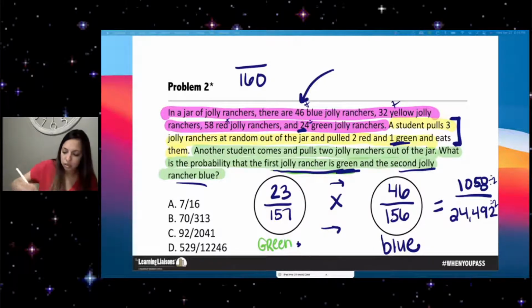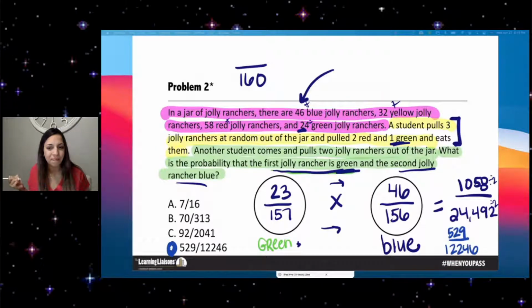So the denominator divided by 2 is 12,246. And the numerator divided by 2 is 529. So our answer is D. Does that make sense? On the test, would you reduce it? Absolutely. All right, let's keep going.